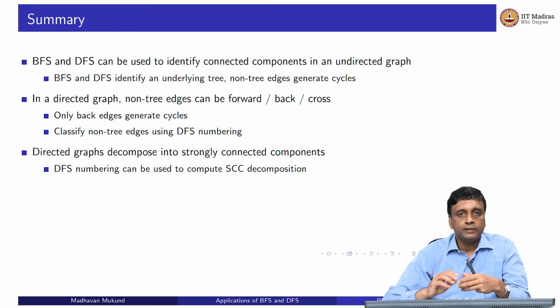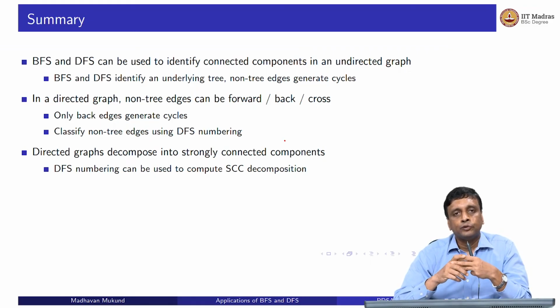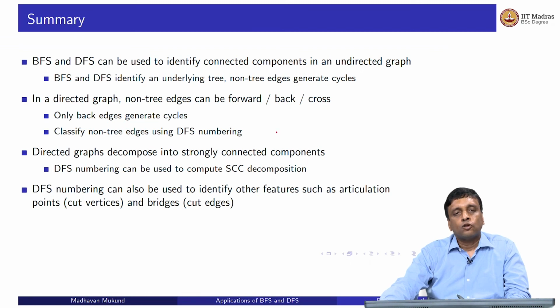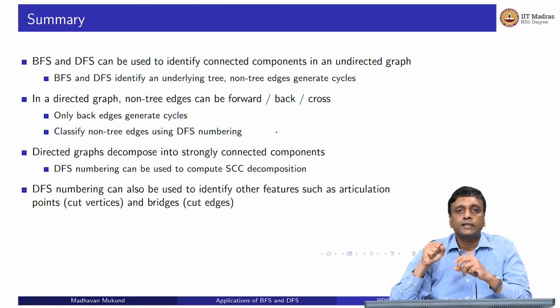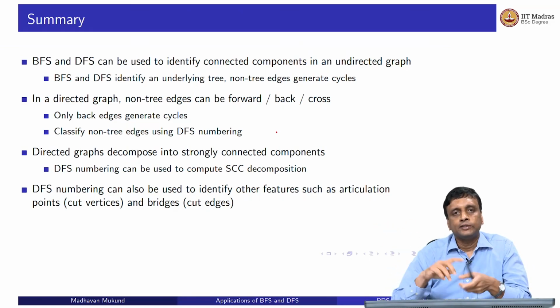It's not enough to just be part of the same component in terms of one directional edges. You need bidirectional connectivity. I need to go from i to j and j to i. So the DFS numbering can also be used for strongly connected components. There are also other structural features. So you might ask, if I remove this vertex, will the graph fall apart? If I remove this edge, will the graph fall apart? So these are important things, right?